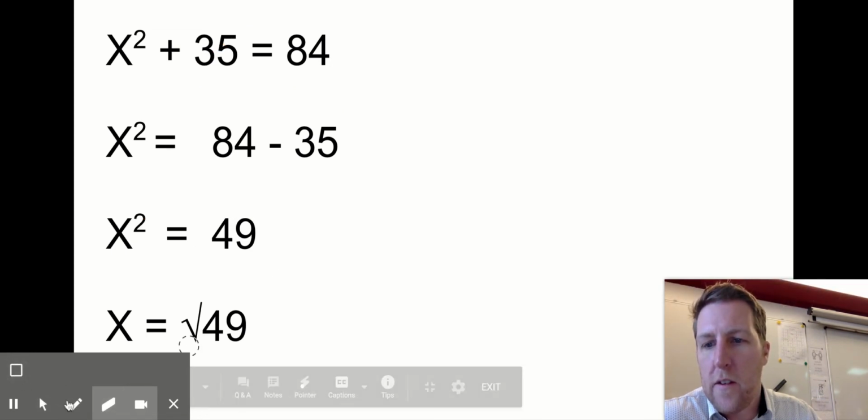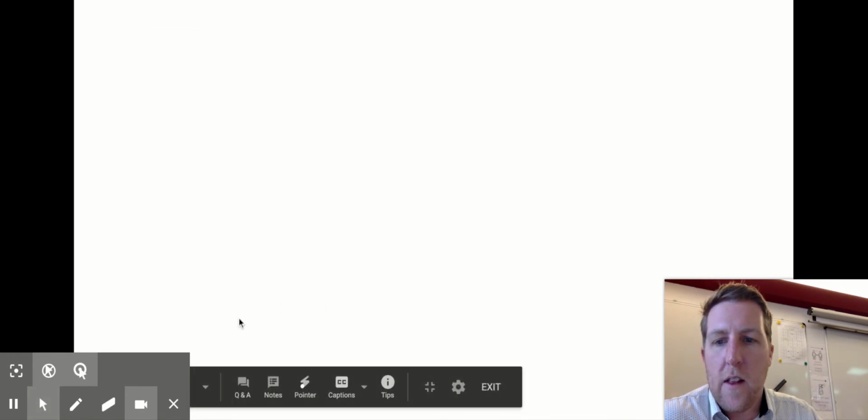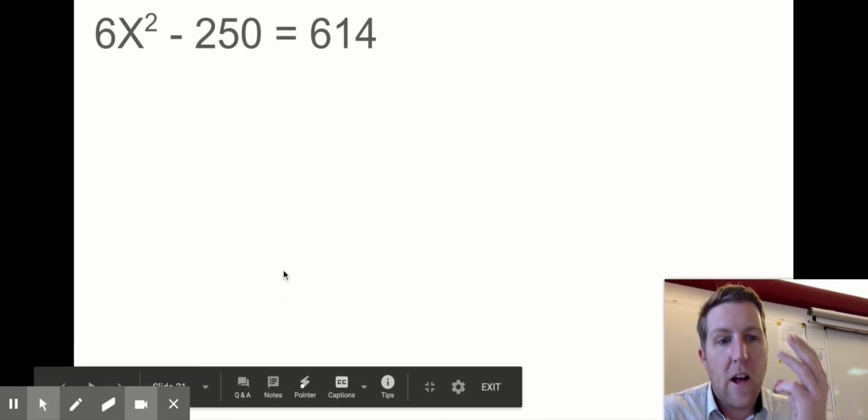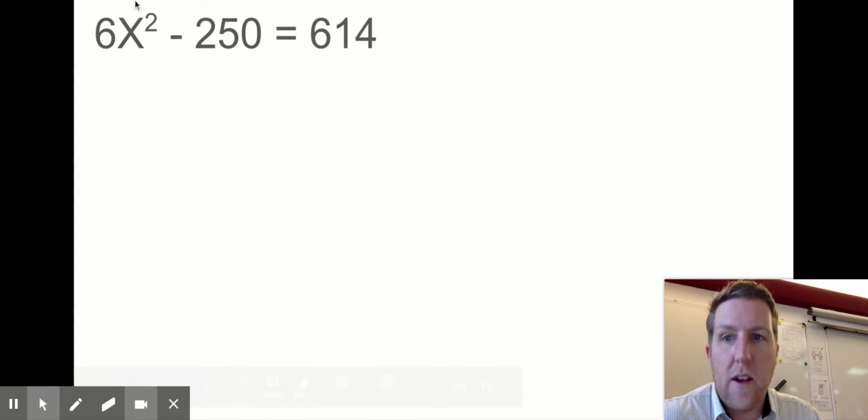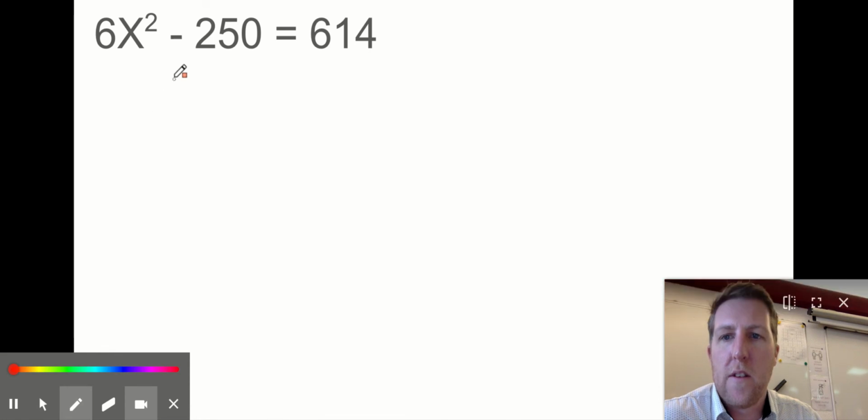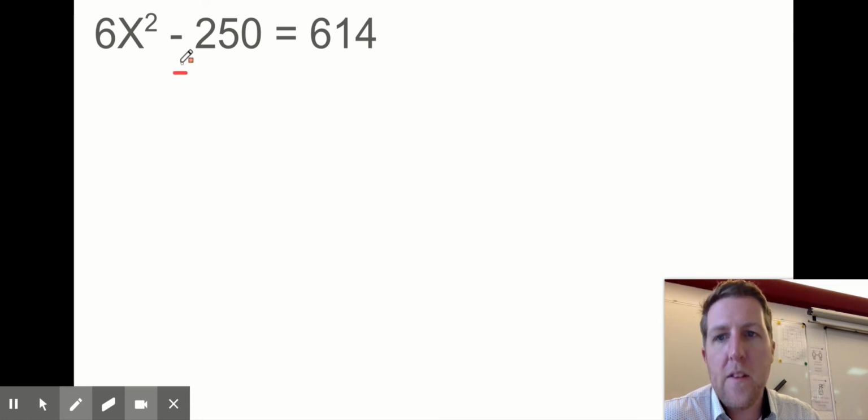Okay, and the last example, now you have three pieces. You have your x squared component, you have a number now in front of the x squared, and you have this number either added or subtracted. But the rules of algebra still follow. The opposite of subtracting 250 is to add 250. And if we do that on this side, we need to also do that on this side. Add 250.